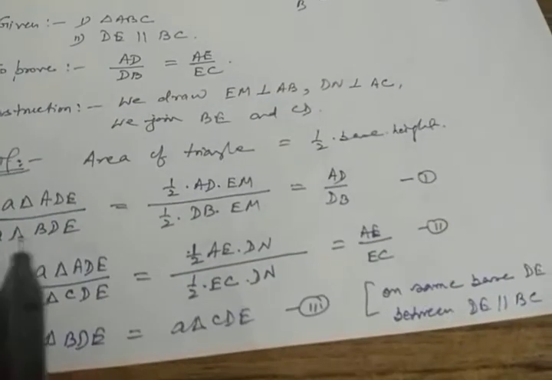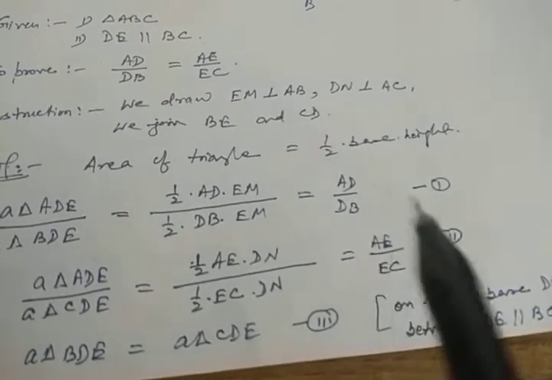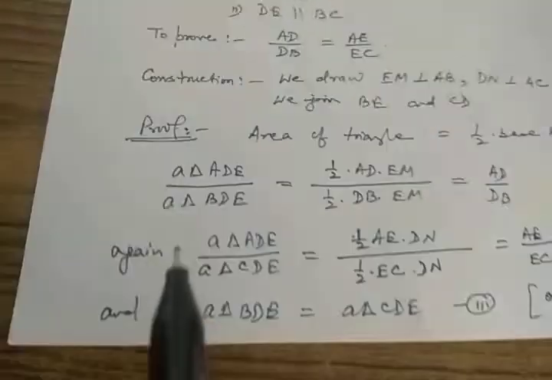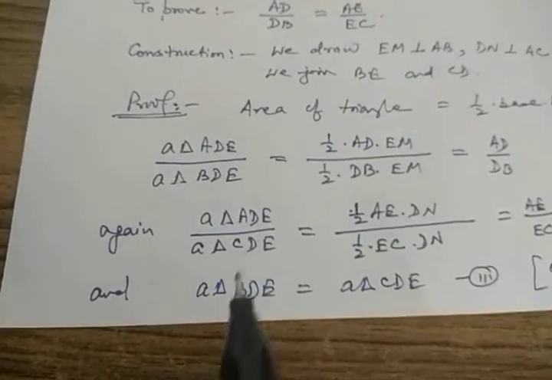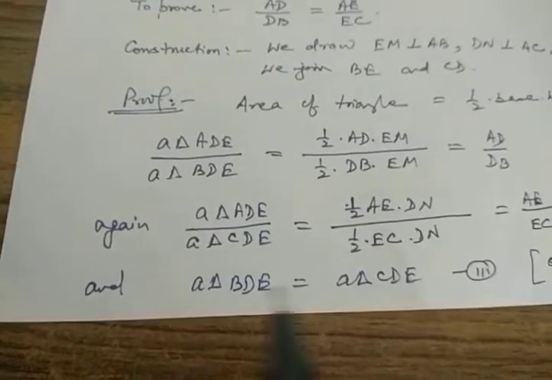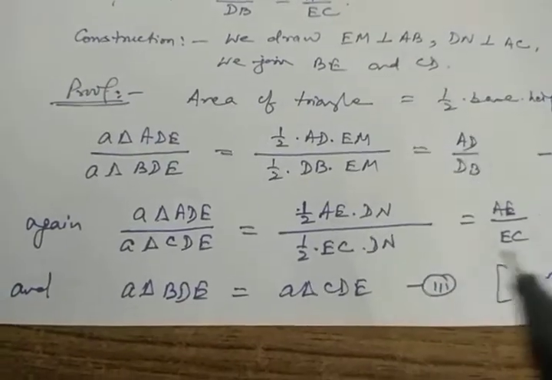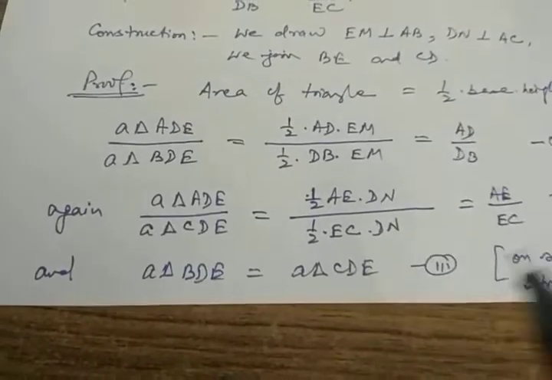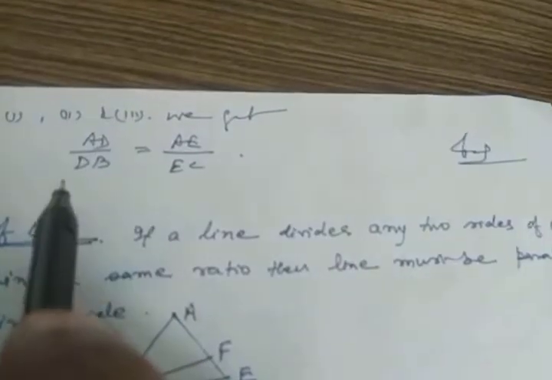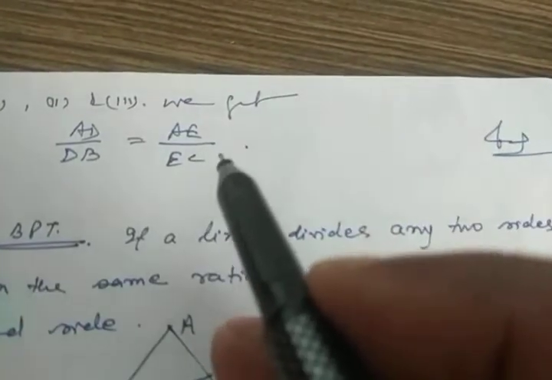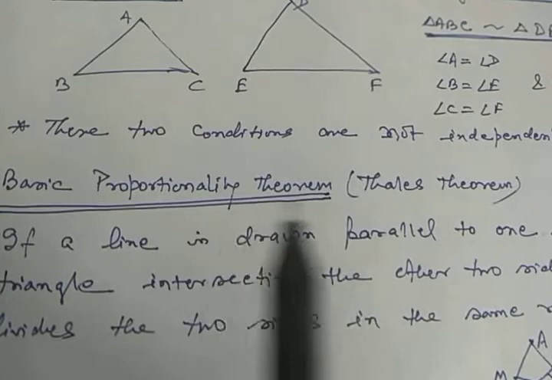So from the first, the ratio of these two areas will be AD by DB. In the second part it is AE by EC, and on the left side, just see ADE, and the denominators BDE and CDE are also equal. So from 1, 2 and 3 these two parts should also be equal. As LHS is equal, the RHS part should also be equal. Hence, from 1, 2 and 3 we get AD by DB equal to AE by EC. In this way we prove this theorem that is known as Thales theorem or BPT.